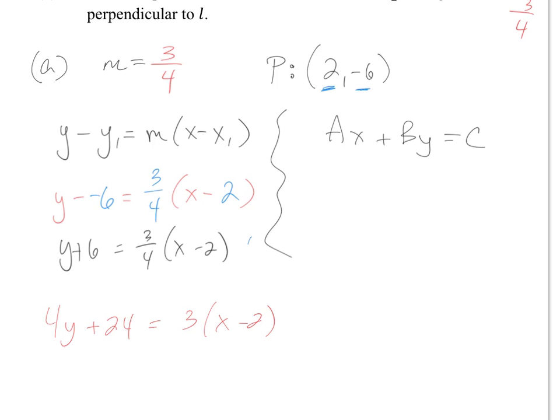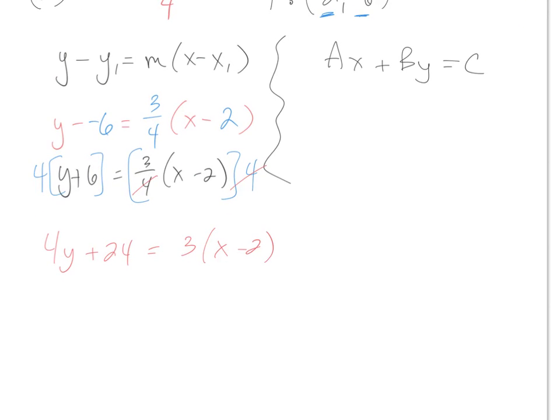In doing so, it looks like this. The 4 times the quantity y plus 6 becomes 4y plus 24, when this 4 gets distributed to both of these. Is that clear? The common mistake, though, that I pointed out last class was this: this 4 does not get distributed to these two, because this 4 and this 4 cancel each other out. So those 4s are going to cancel, leaving behind 3 times the quantity x minus 2. We can go further.